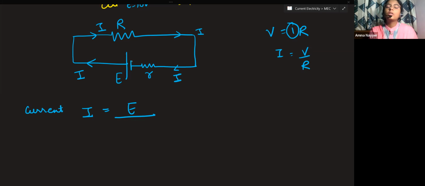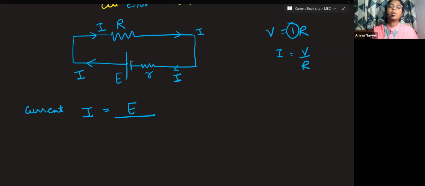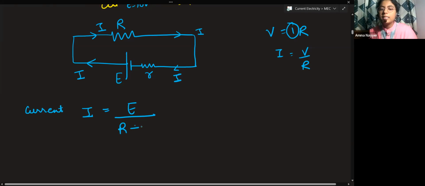Fatima, what will be the total resistance? Capital R plus small r. See, you have the external resistor and you have the internal resistor only. This will be capital R plus small r.